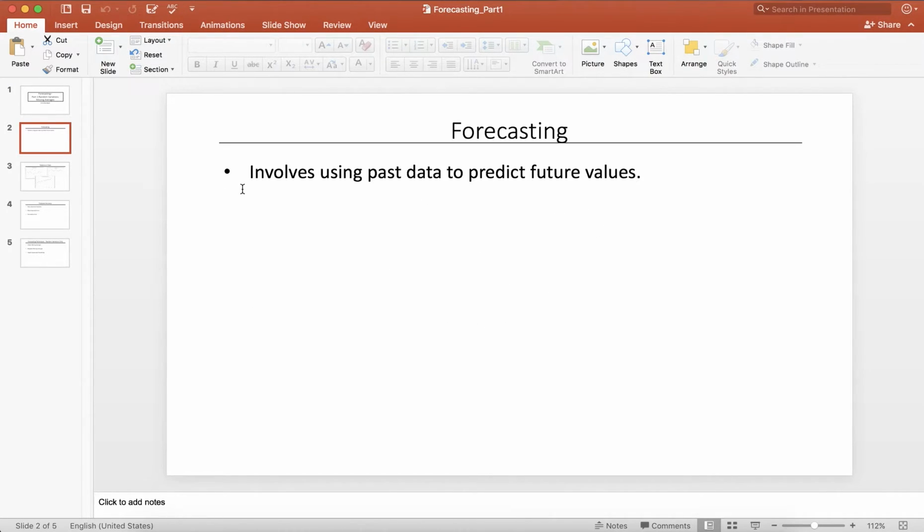So, when we talk about forecasting, what we mean really is that we look at past data and we use that past data to predict the future values. This could be for past sales, past demand, and we might be looking at these data values and then use some techniques to predict the future values of the sales or demand values or whatever values we are interested in. Okay, so that's the main definition of forecasting that we are interested in.